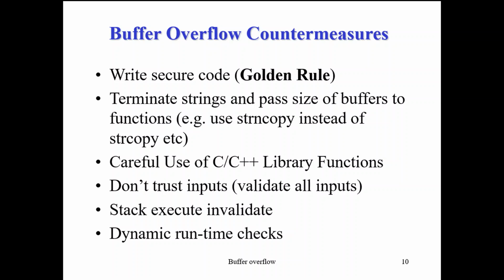Here are some countermeasures that we have for buffer overflow. We have to write secure code. That's the golden rule here. Terminate a string and pass the size of the buffer to functions. Instead of using strcpy, it's better to use strncpy instead. Be careful with the C++ library functions. Don't trust the input that the user puts into the system. Always check the stack execution. These are the countermeasures that we have inside the operating systems, and the dynamic run-time checks. Sometimes these are the countermeasures that we have in the compilers.